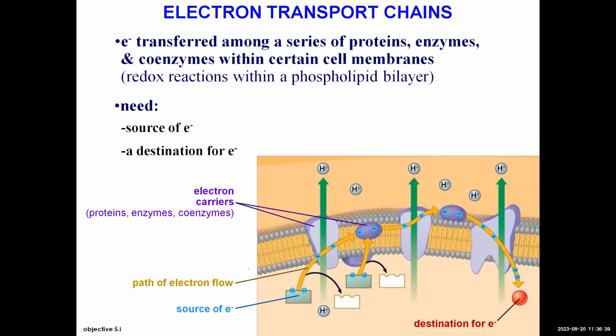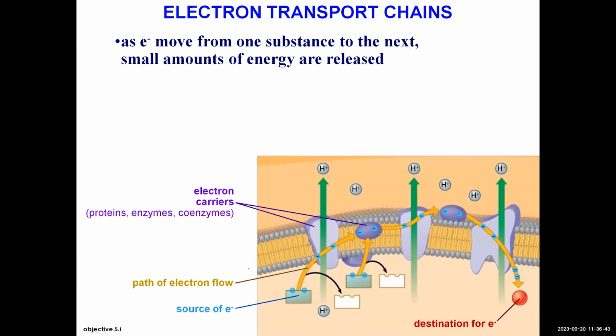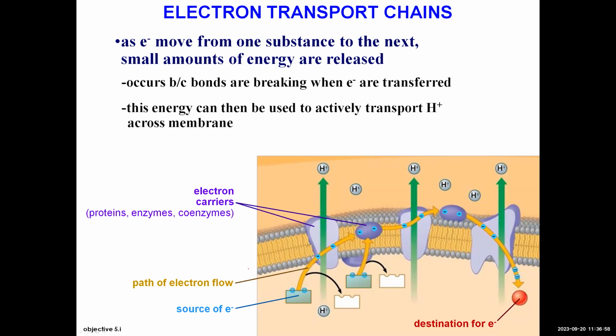The movement of the electron between all of these different proteins can then be used to form a substance. Every time the electron moves from one substance to the next, small amounts of energy are released. And this occurs because bonds are breaking every time the electron is transferred. This energy is usually used to transport hydrogen ions, which we will then use to make ATP. We'll go into details about how this works more next chapter. But the electron transport chain is going to be super important.